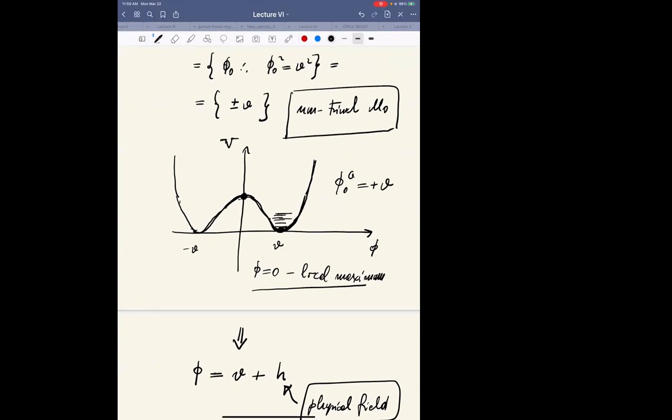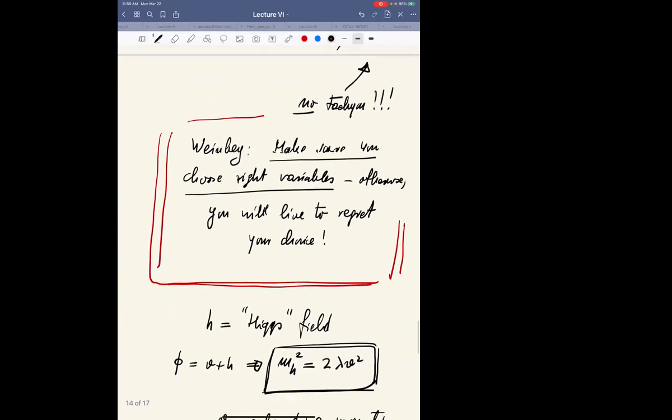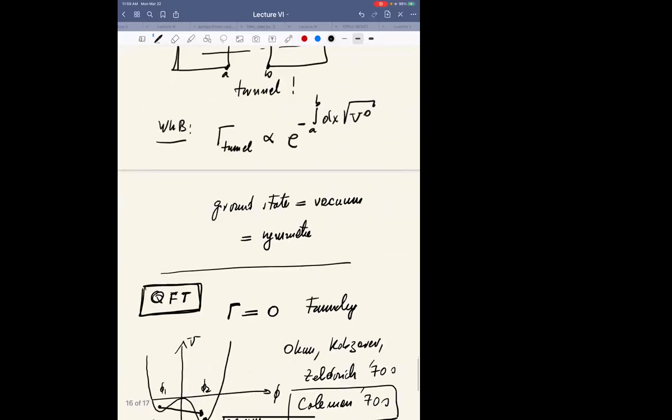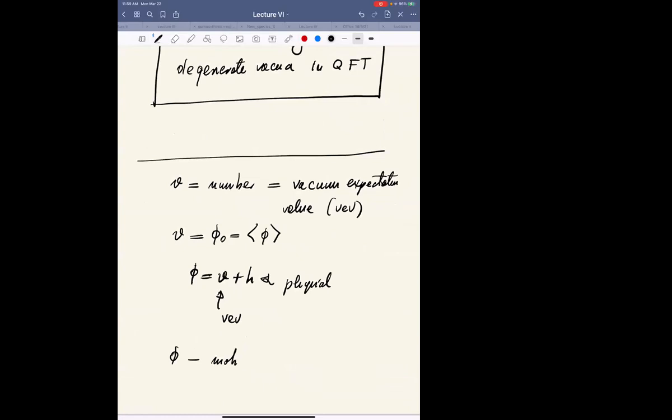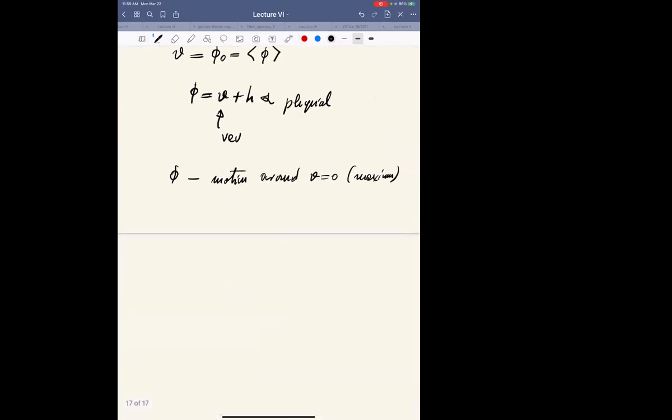So phi describes the motion around here. Of course, it can make the whole difference. The field that describes the motion here: so phi is describing motion around V equals zero, which is a maximum. And you cannot live there. You fall down immediately. H is motion around phi equal V, which is a minimum. And the only difference between the maximum and the minimum is some constant.